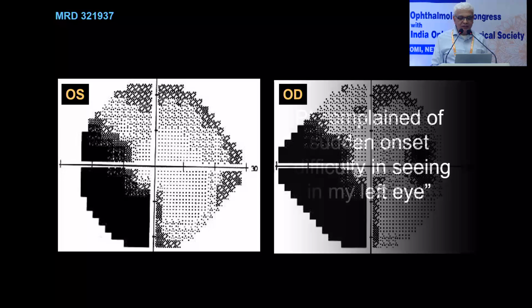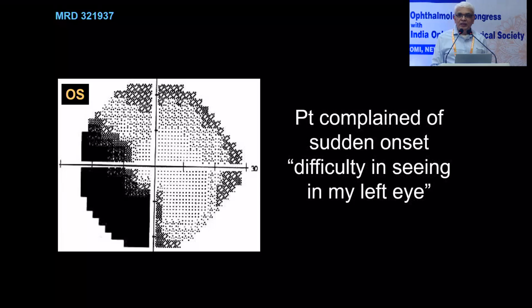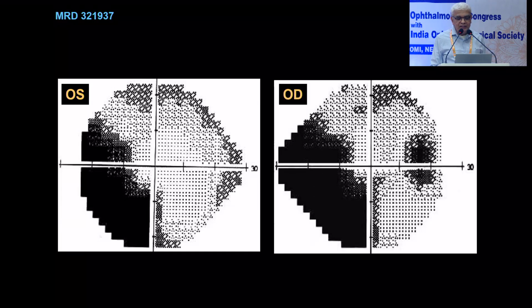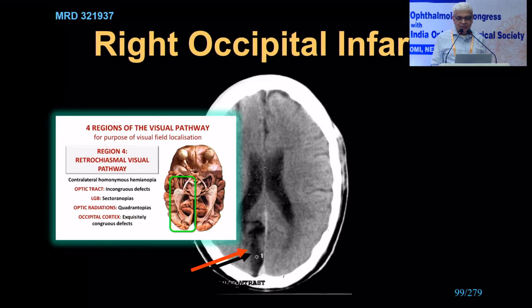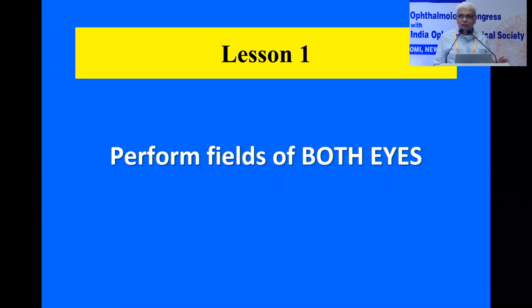Otherwise, if it was just one eye, then this could even be something in the retina or some kind of an optic nerve issue or a ganglion cell layer thing. So always, message number 1 is perform visual fields of both eyes, irrespective of which eye is having the problem.